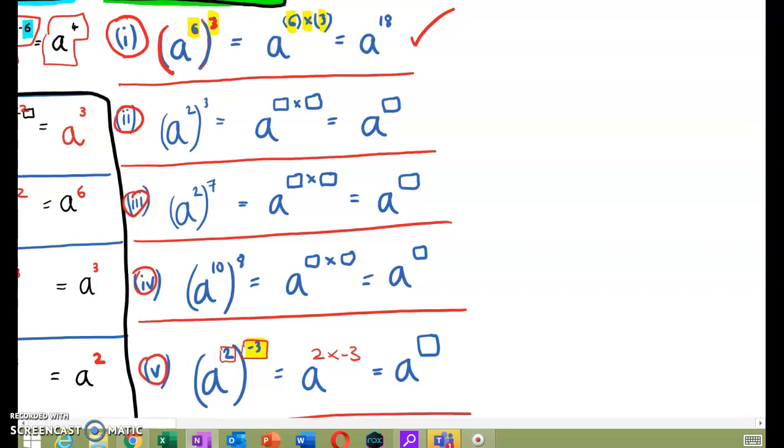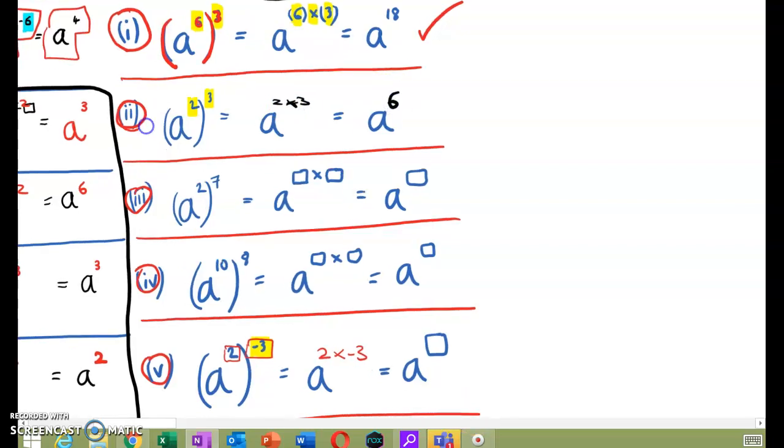Okay, I'm going to keep going. The first question I asked you to do was part 2. And it says a to the power of 2, and then outside the brackets you had a power of 3. So I've got to multiply those two powers. So 2 multiplied by 3, it would give me a to the power of 6. Second one I asked you to do is part 3. A to the power of 2, and then outside the brackets, power of 7. So it's going to be a to the power of 2 multiplied by 7, which gives me a to the power of 14.